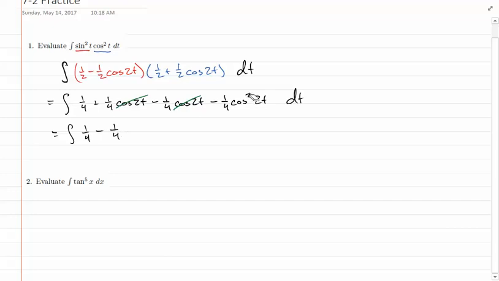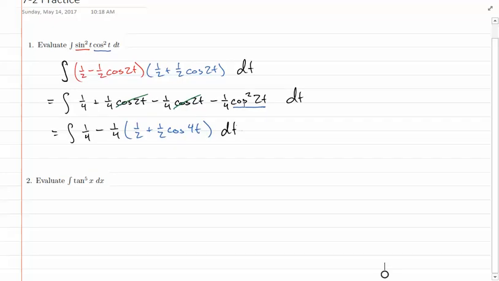So we end up with the integral of a fourth minus a fourth. Now we have to integrate, again, cosine squared of something. We're going to use the exact same formula to rewrite cosine squared of 2t. Cosine squared of 2t is going to be a half plus a half cosine of 4t. The way that formula works is that cosine squared of theta is always a half plus a half cosine of 2 theta. So first we had a t, it became a 2t. We did that identity again with a 2t and it became a 4t.